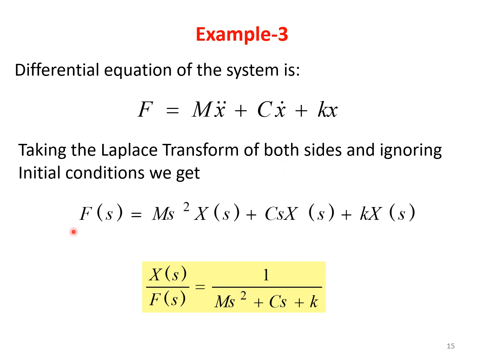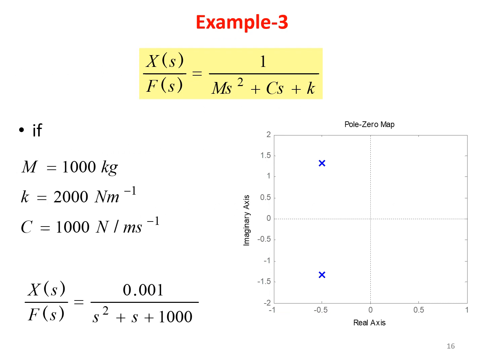And after taking the Laplace transform, we are getting F of s as equal to m s square X of s plus cs into X of s plus k into X of s. By taking the ratio of your output by input force, we are getting the transfer function for the system after simplification as equal to 1 divided by ms square plus cs plus k. So this is an example with the m as equal to 1000, k as equal to 2000 and c as equal to 1000, and this is the value of the transfer function what we have got, and this is the pole zero diagram.